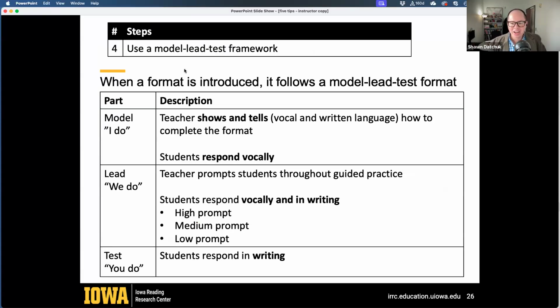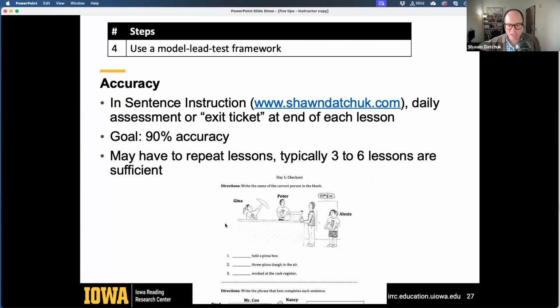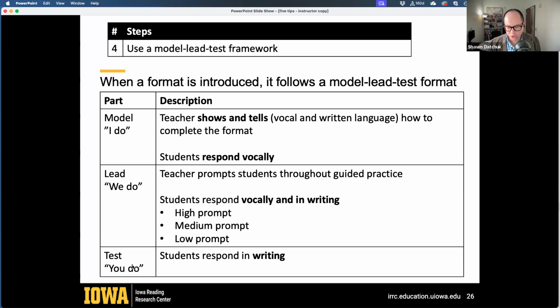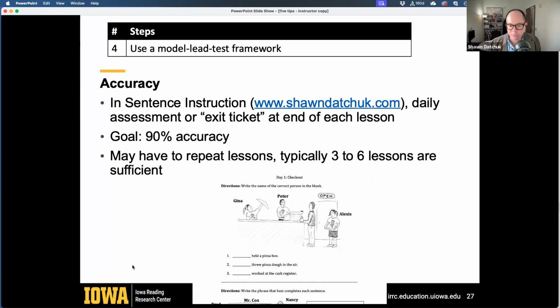And so I know I'm preaching to the choir here on a DLD webinar, but you can use an I do, we do, you do format where a teacher can show and tell each new skill, lead students vocally and in writing through guided practice, and then have students write down their responses. Importantly, at the end of each one of the lessons that I've posted on my website, there are curriculum-based assessments or exit tickets that you can administer to students as the test that you do to figure out whether or not a lesson needs to be repeated.